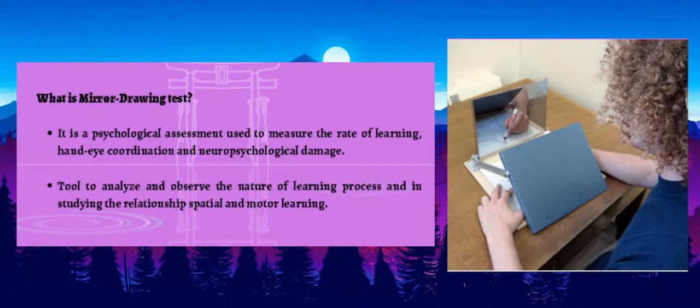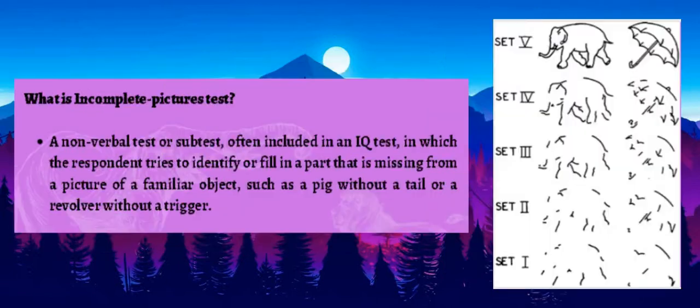So, in the next slide, we have the incomplete picture test. It is a nonverbal test or subtest often included in an IQ test in which the respondent tries to identify or fill in a part that is missing from a picture of a familiar object, such as a pig without a tail and a revolver without a trigger. So, we can also see an example picture of the incomplete picture test in this slide.